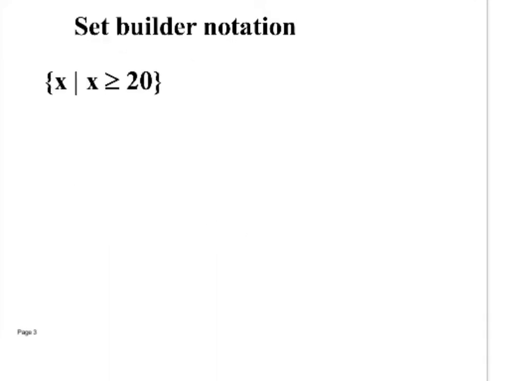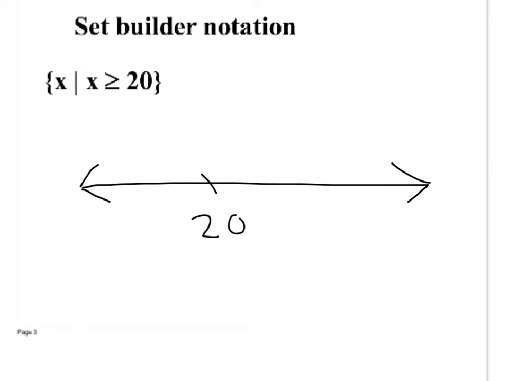Write this down. This is set builder notation. This is read as the set of all numbers x such that x is greater than or equal to 20. So if I wanted to write that on a number line, this means that x is greater than or equal to 20. So it's a closed circle around 20, and x is any number that is greater than or equal to 20. So that's how I would draw it.